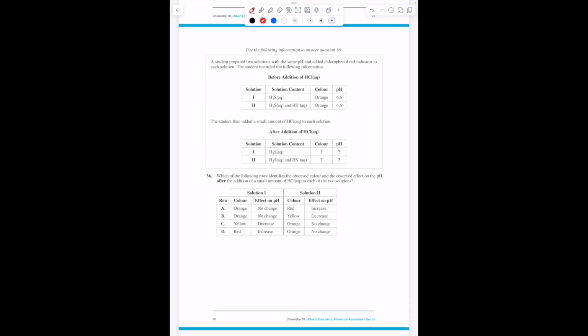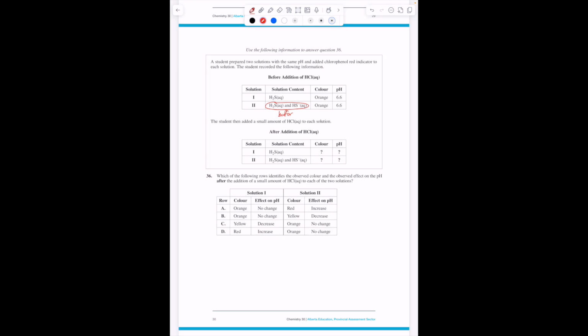Okay, what do we got going on here? So they want to know which of the following rows identifies observed color, effect on pH, after a small amount of HCl is added. All right. So I got a solution 1 with H2S, solution 2 with H2S. Okay. This is before adding, this is after. Well, you've probably spotted this is a buffer. And a buffer resists a change in pH.